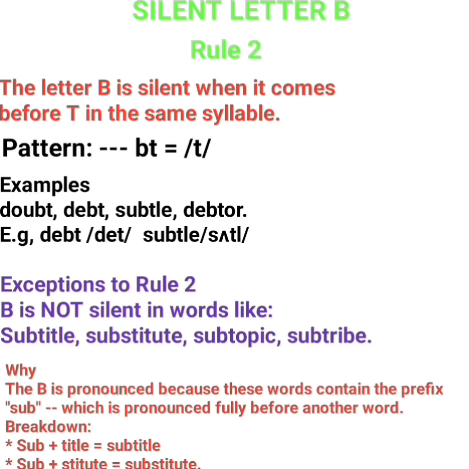But we have some exceptions to this rule. B is not silent in words like subtitle, substitute, subtopic, subtribe. Why? This actually is self-explanatory. B is pronounced because the word contains the prefix sub, which is pronounced fully before another word. Break it down: for instance, in subtopic, we have prefix sub, we have topic. So there are two different morphemes. The sub is independent and it is a prefix, and then we have the main word, which is topic.